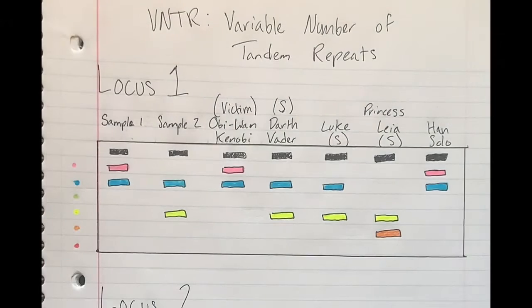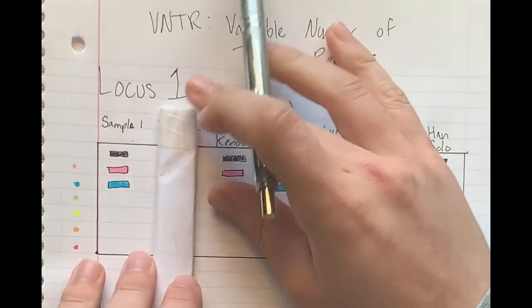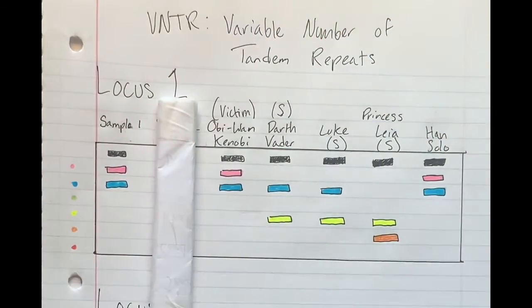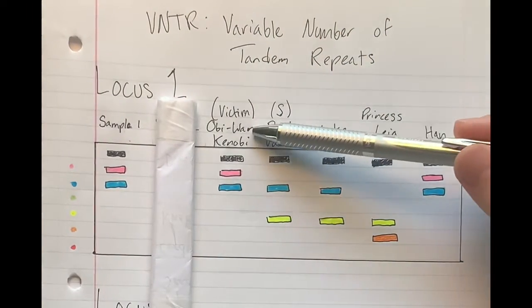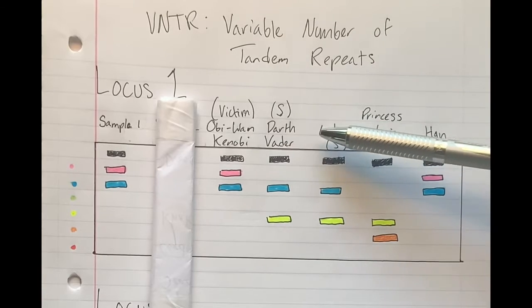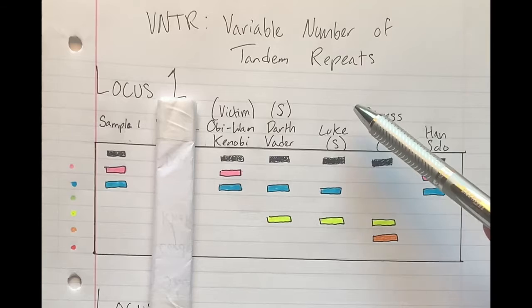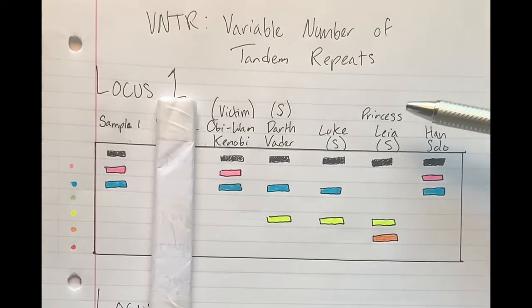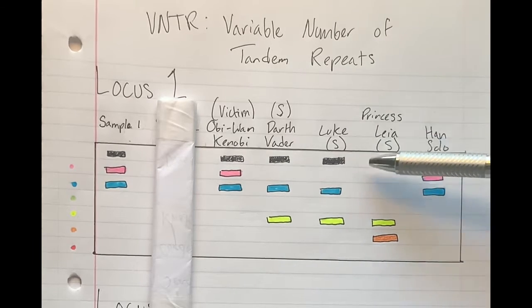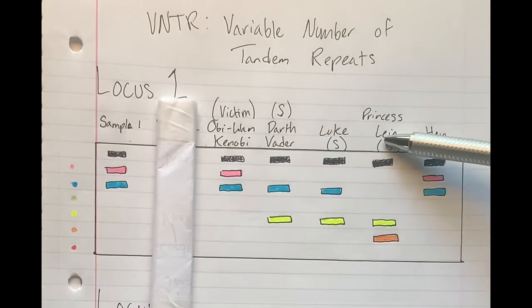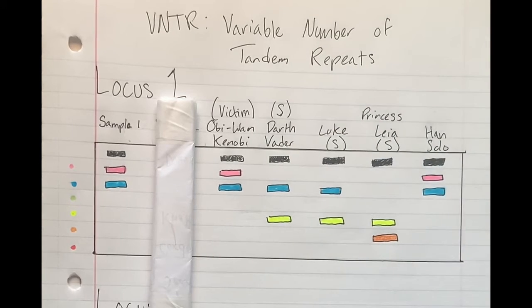To begin our DNA fingerprinting analysis, we will look at locus 1 and sample 1 from the crime scene. So I'll go ahead and shade out sample 2 here so we don't have that confusing us. So here we have our victim Obi-Wan Kenobi, as well as all of our suspects, Darth Vader, Luke Skywalker, Princess Leia, and Han Solo. Darth Vader, as well as Luke and Leia, have these S's in parentheses because they are all Skywalkers. He is the father of these 2, so I went ahead and put this S here to make sure we don't forget that. So now we'll look at sample 1.